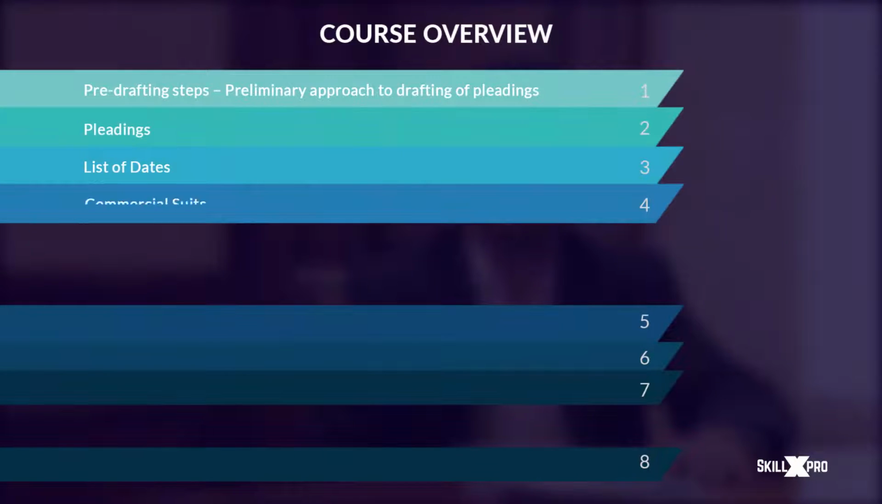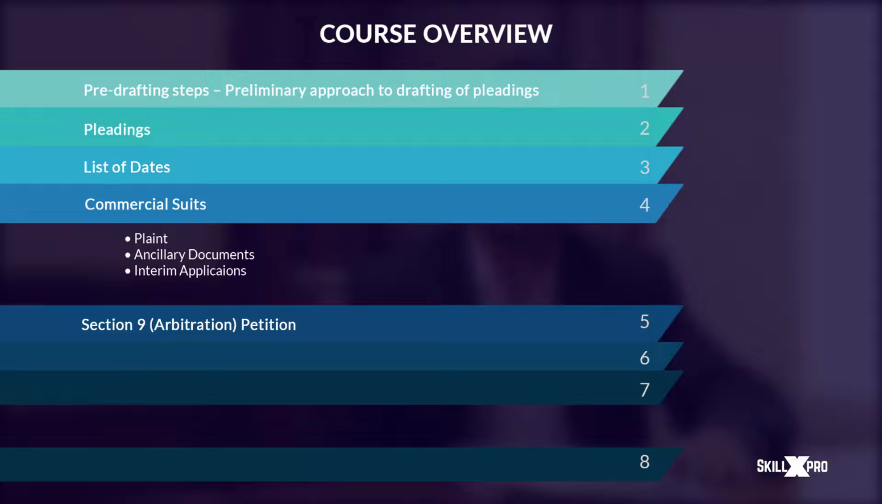The first one that we will deal with is something that you're likely to encounter regularly. That is a commercial suit in the Bombay High Court, where we will cover plaint and the accompanying documents. We will also cover interim applications in the commercial suit. We will then cover Section 9 petition for interim reliefs in aid of an arbitration and writ petitions, followed by a written statement in a commercial suit.